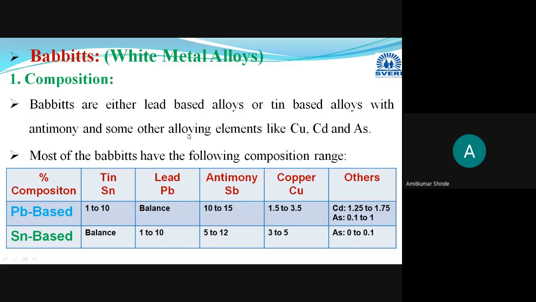These Babbitts will be either lead based alloys or tin based alloys with antimony, and some other alloying elements like copper, cadmium, and arsenic will be added in small amounts. This is the general composition for lead based Babbitt, and this is the general composition for tin based Babbitts. After this composition, the next point you have to write is properties.